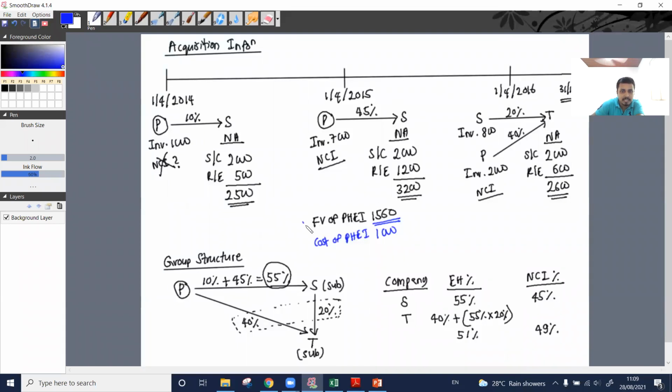We have assessed the fair value of that investment and found the fair value to be 1,560. The value has gone up by 560.